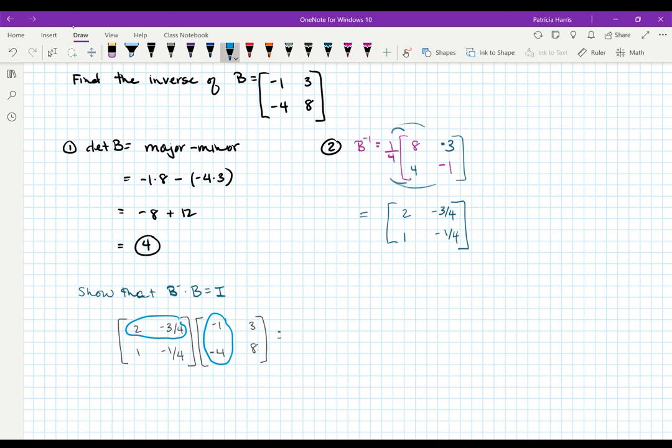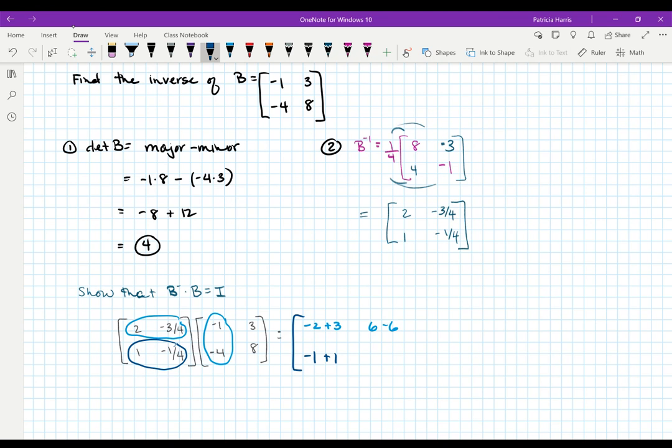Okay, 2 times a negative 1, negative 2. Negative 3 times a negative 4, that would be positive 3, because the 4's cancel out. Now we're going to move across. 2 times a 3 is a 6. Okay, negative 3/4 times an 8 is actually a negative 6. All right, now we're going to move down. 1 times a negative 1 is a negative 1. And then a negative 1/4 times a negative 4 is a positive 1.